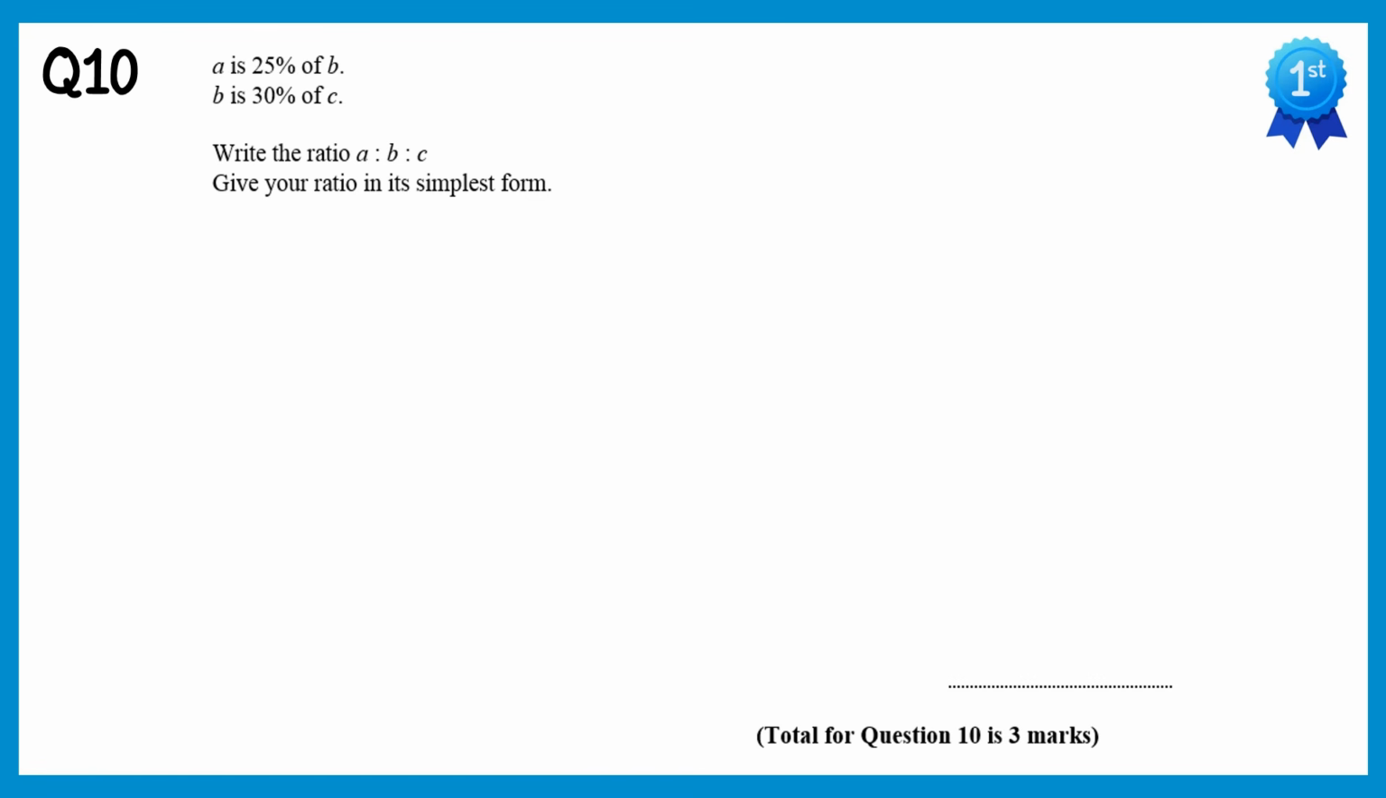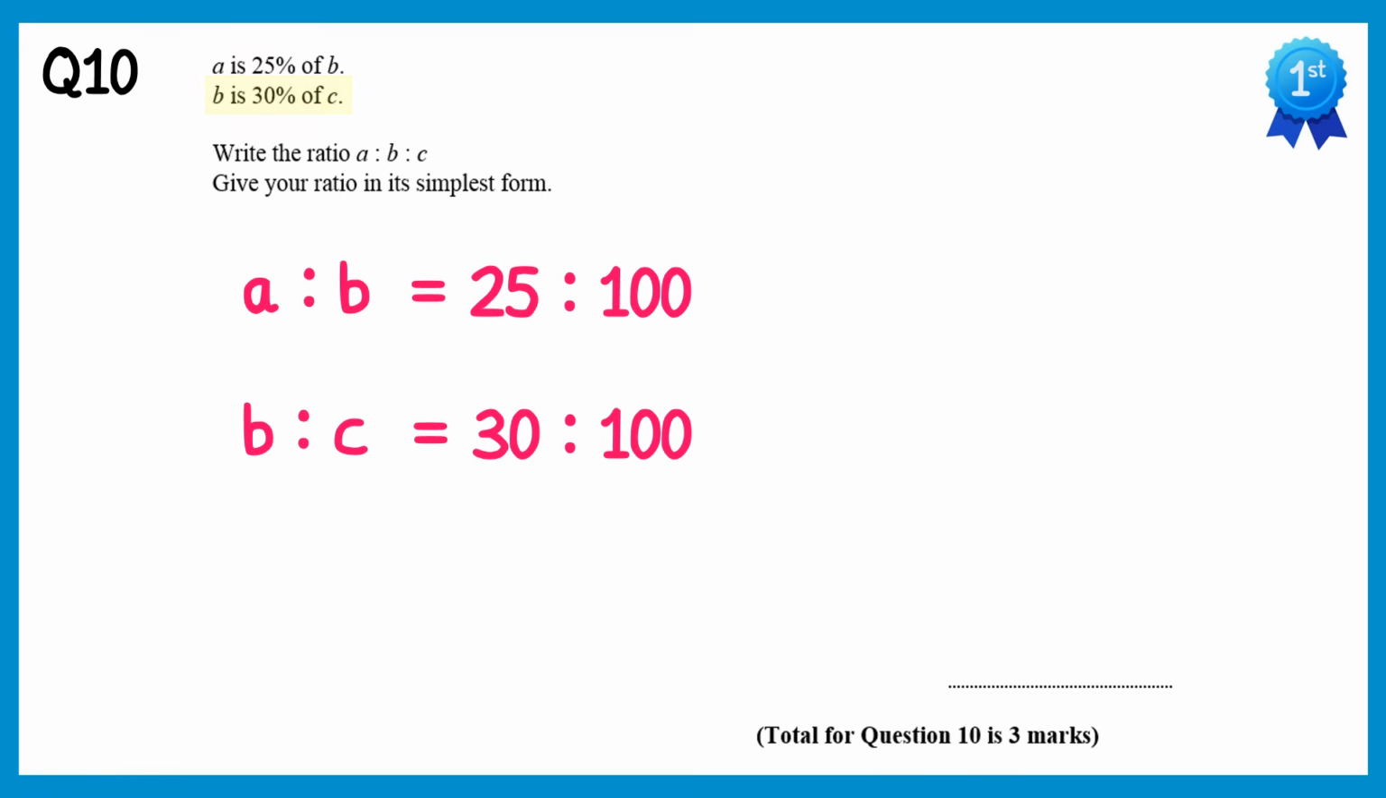In this question, we'll first of all write down the ratio a to b. We're told that a is 25% of b, which means the ratio would be 25 to 100. We're also told that b is 30% of c, so for the ratio b to c, it would be 30 to 100. Now both of these ratios simplify. If you divide the top one by 25, you'll get 1 to 4, and if you divide the bottom one by 10, you get 3 to 10.